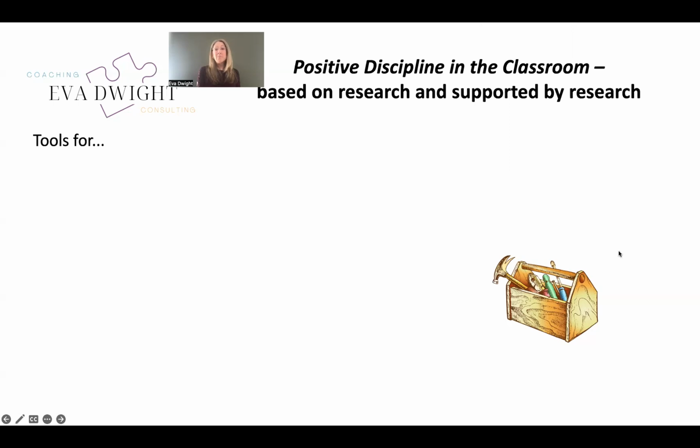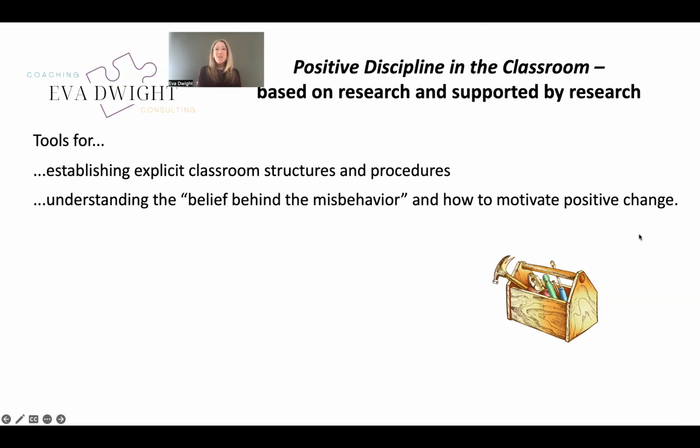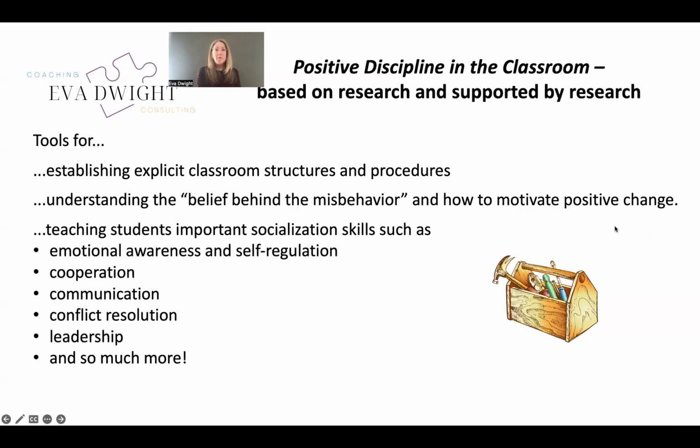Positive discipline in the classroom is based on research. It's supported by research, and it's going to give you tools for establishing explicit classroom structures and procedures, because there are times for you to be directive and say, this is the way it is. How do you do that with kindness and firmness and respect for your students, as well as respect for yourself and the situation? Helping you understand the belief behind the misbehavior and how to motivate positive change. What's going on for this student that's motivating their disrespectful or unhelpful behavior, and how can I encourage them to change that to a more productive behavior?